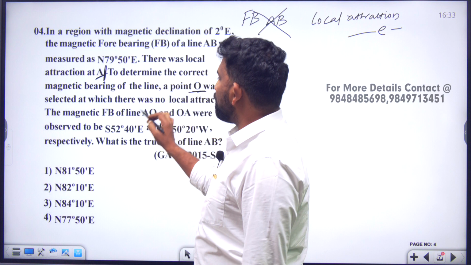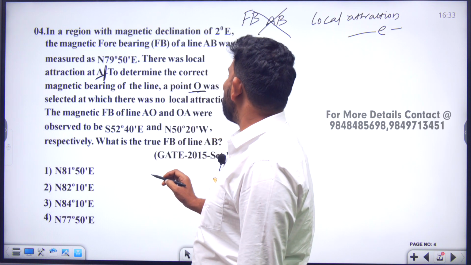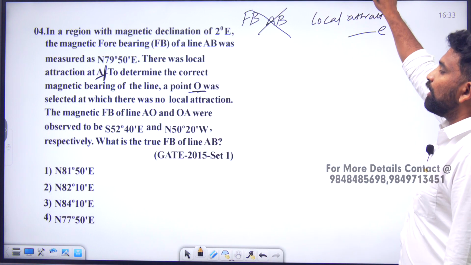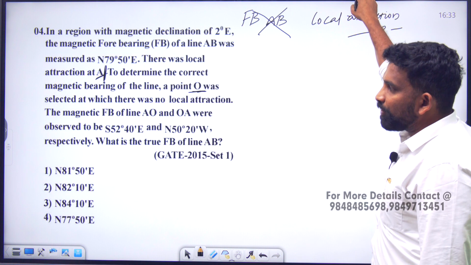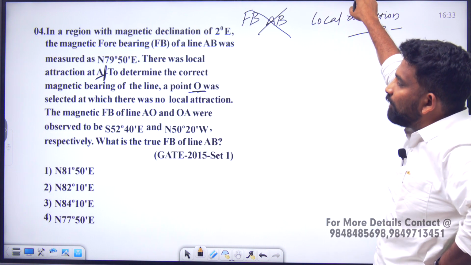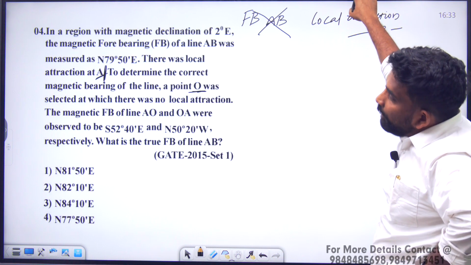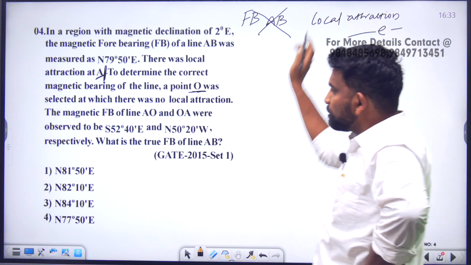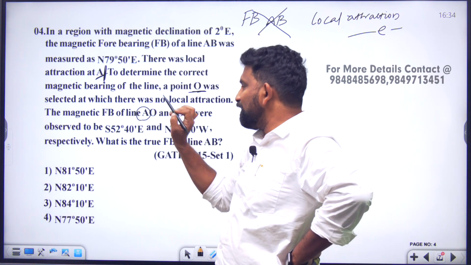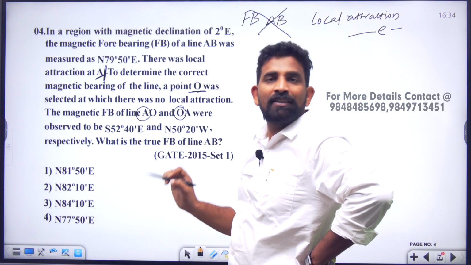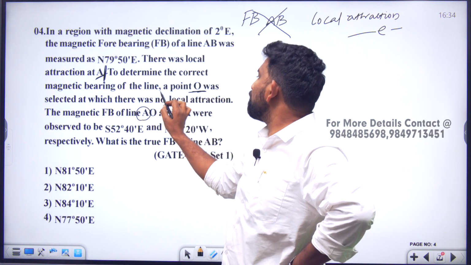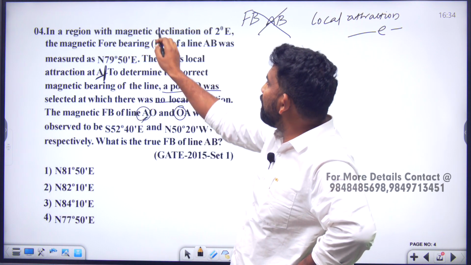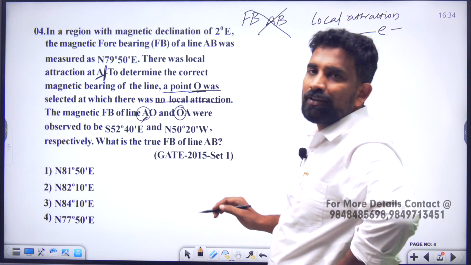And the magnetic forebearing of the line AO and OA were observed to be south 52 degrees 40 minutes east and north 50 degrees 20 minutes west. So here two bearings were taken, that is forebearing of the line AO and OA. Now see here, he said that there is some error here, and there is no error at O, because he himself said that a point O was selected where there is no local attraction. That means A is having local attraction, where he said clearly. Now we need to find out the local attraction.